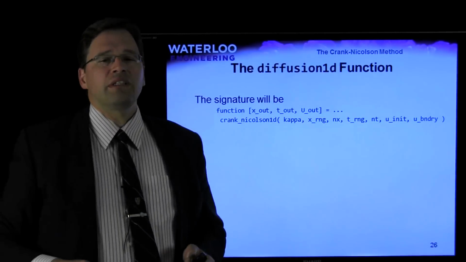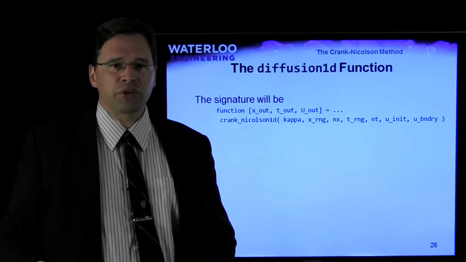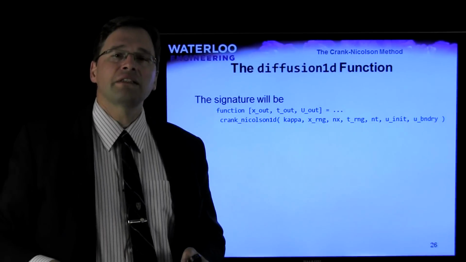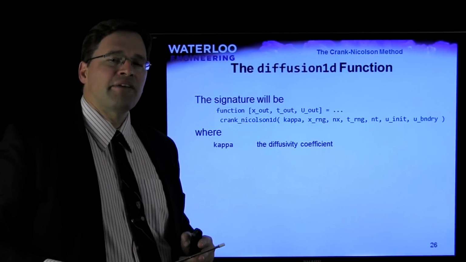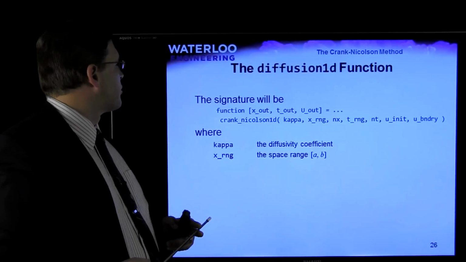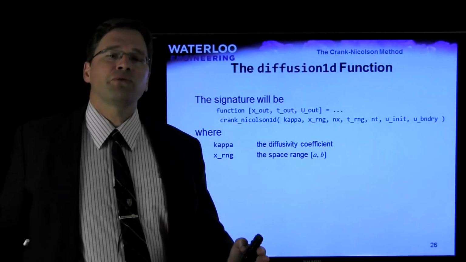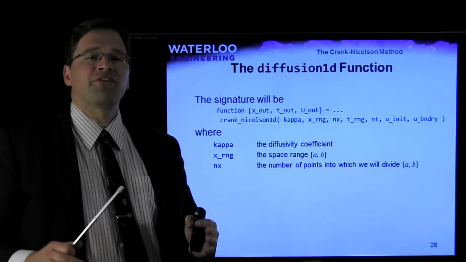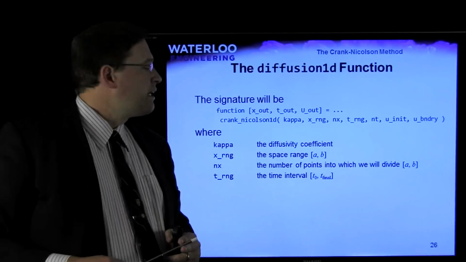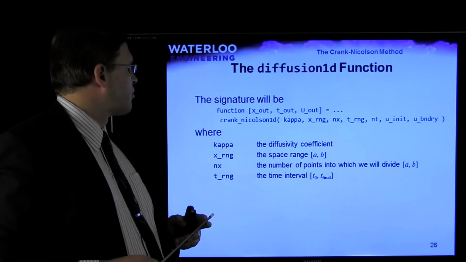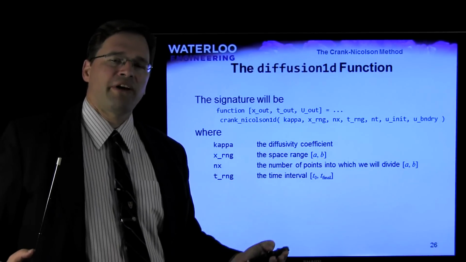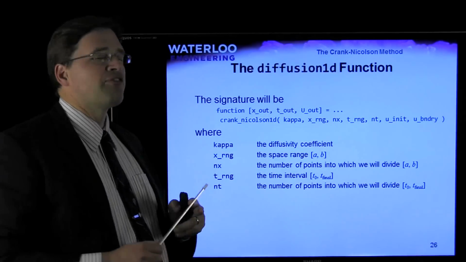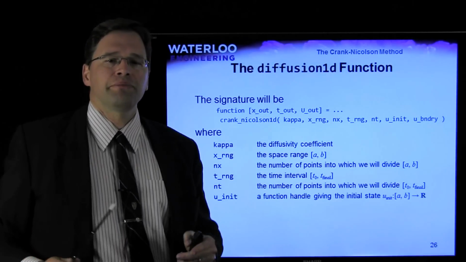Now, the signature of this function is almost identical to the signature for the diffusion 1D. However, it will be the Crank-Nicolson 1D function. Everything else is the same. Again, kappa is the diffusivity coefficient. X sub range is the spatial range from A to B. Nx is the number of points into which we will divide the range AB. T sub range is the time interval from t naught, our initial time, to our final time, t sub final. Nt is the number of points in which we will divide time into.